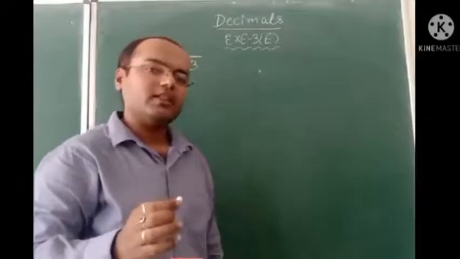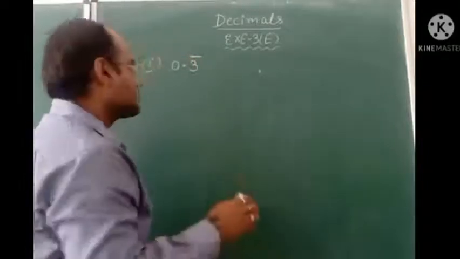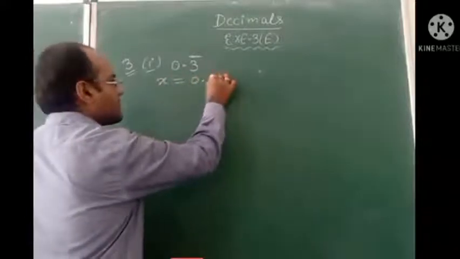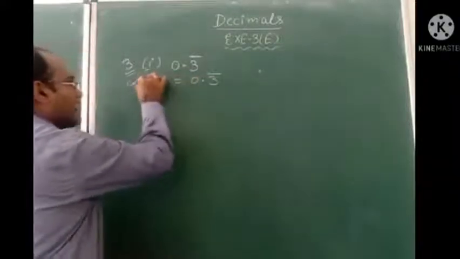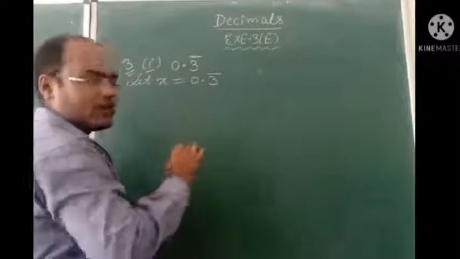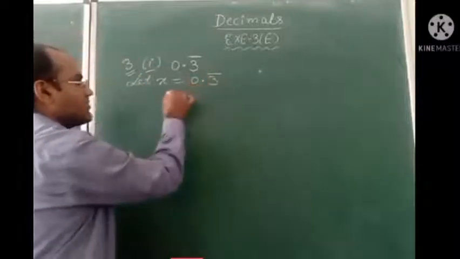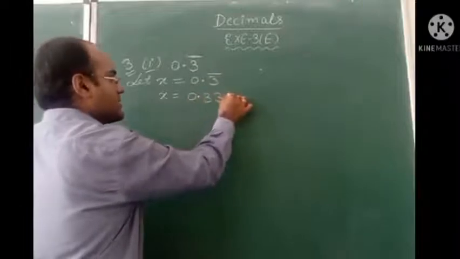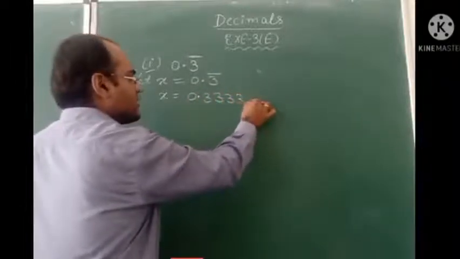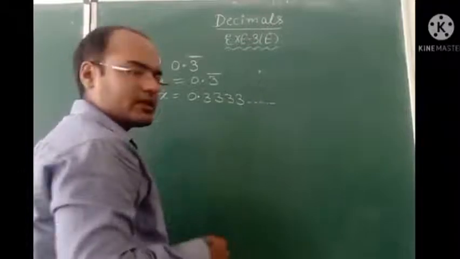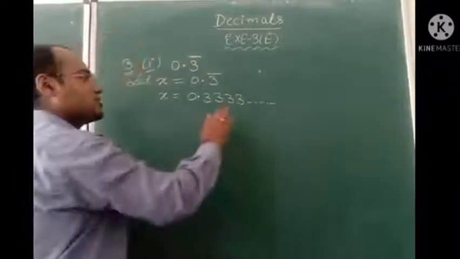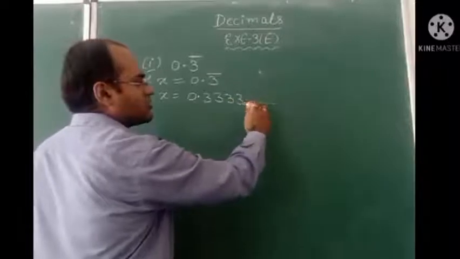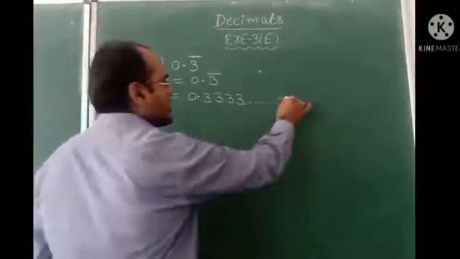Fraction means in the p upon q form we have to write. So first of all we will assume that this is the value of x. Let's say this is the value of x. Now we will write the meaning of this bar. What is the meaning of this bar? Meaning of this bar is 3 is a repeating number. 3 is coming again and again. How many times it will come? Infinite number of times. So only 4 times we have written, after that we have put so on. This is your equation number 1.